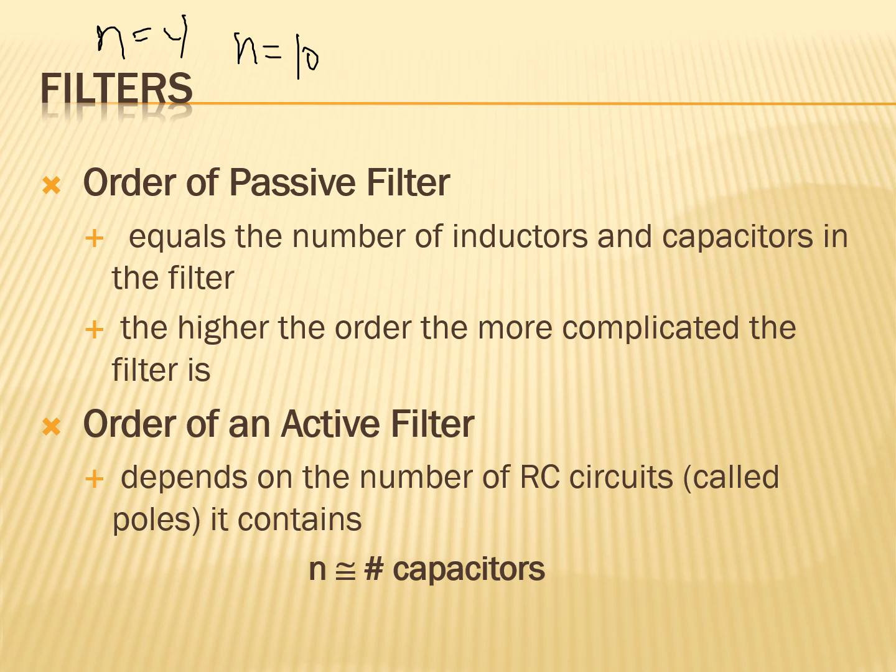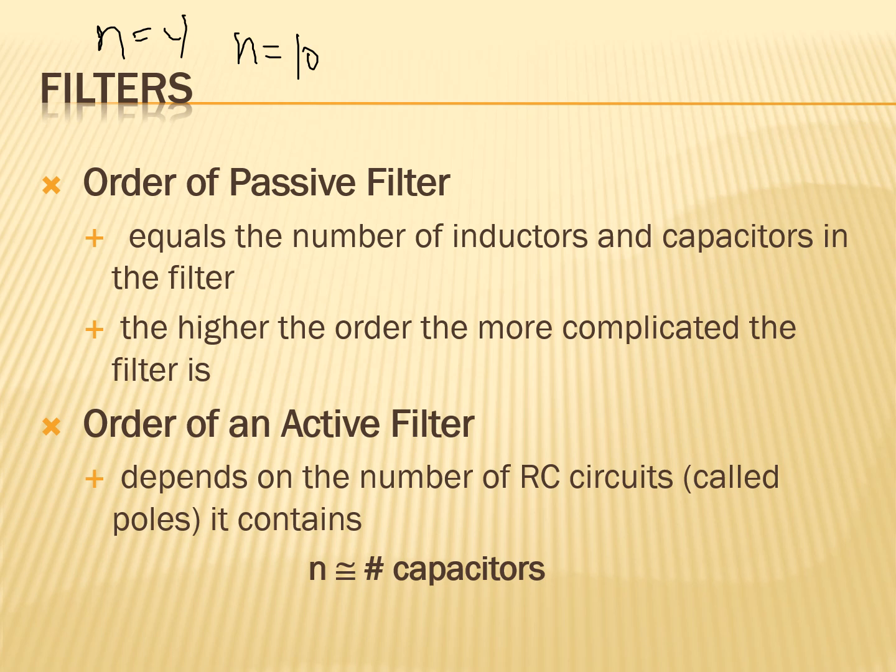Okay, so next we have the active filter. Okay, so this depends on the number of RC circuits. A pair of resistor and capacitor, or a pair of an RC circuit, is also called a pole. Okay, so it is how many poles your active filter contains. Okay, so again, the order of an active filter is also given by n. However, to make it more simple, all we have to do is to just count.